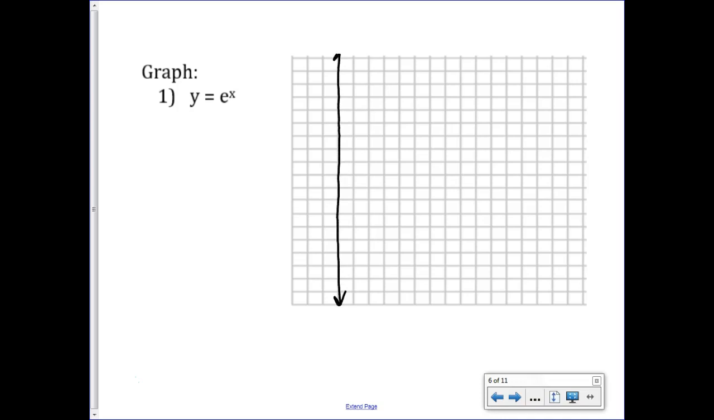So just like we've graphed our other ones, my a value, my number out front, is 1. So 0, 1 is my y-intercept. And then we said e to the 1st is about 2.7. So looking at just under 3 there. And it looks like this.